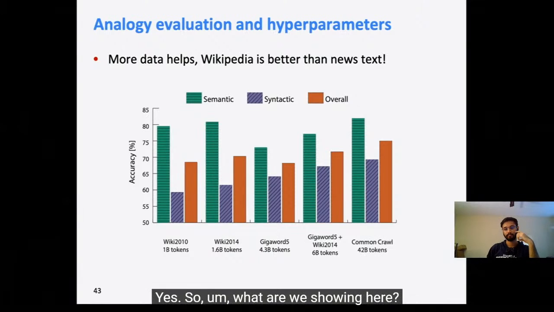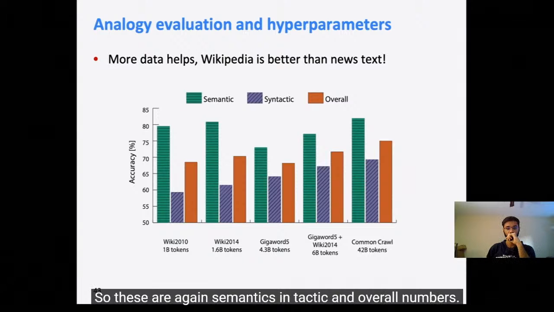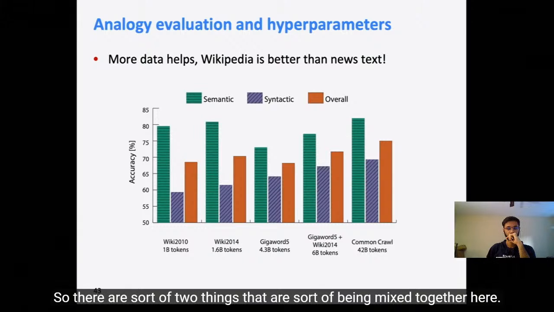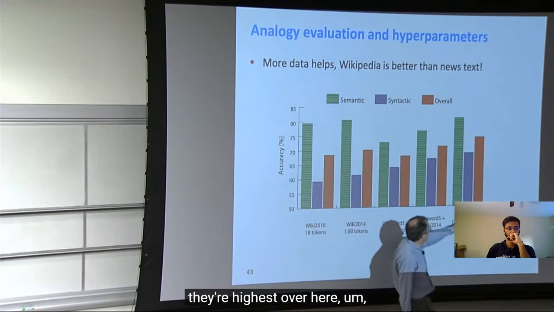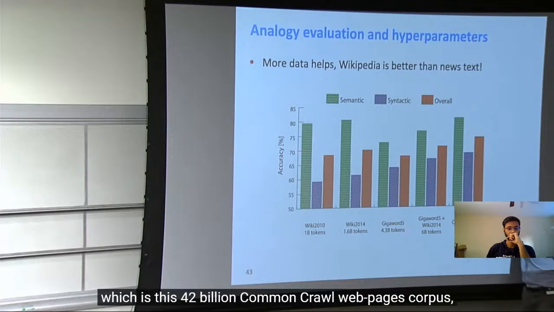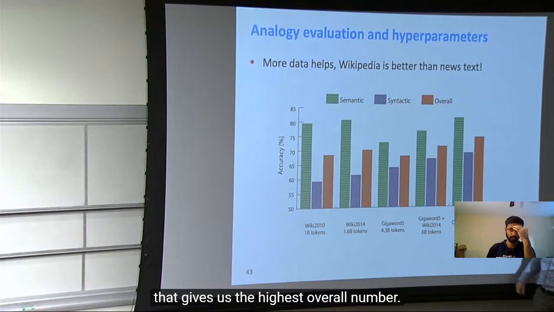What are we showing here? So these are, again, semantic, syntactic, and overall numbers. There are two things being mixed together here. One is if we just look at the overall numbers, they're highest over here, which is this 42 billion Common Crawl web pages corpus. That gives us the highest overall number.